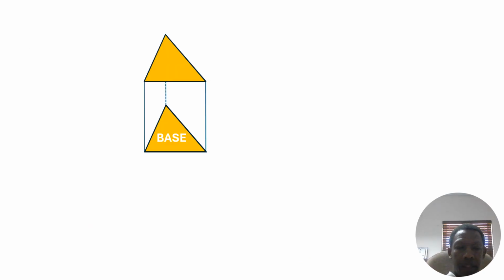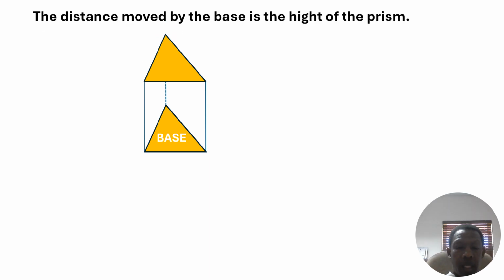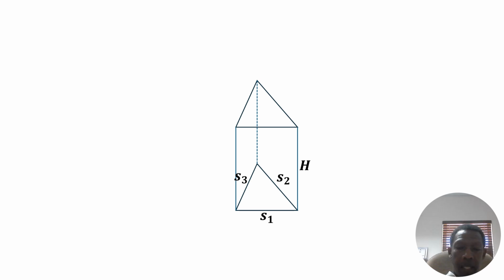Right, and then let's consider the issue of the height. Here we have the triangular prism. We want to show how the base has moved in order to create the height of the prism. So in this case, the distance moved by the base is the height of the prism. There we go. The base has moved to a particular height, so that height becomes the height of the prism. And then let's engage ourselves in a formula to calculate the triangular prism.